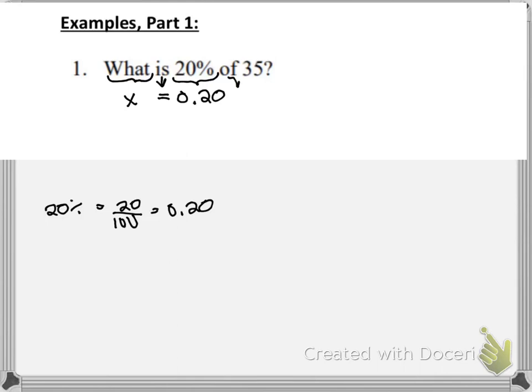Then we have the word of. Anytime I see the word of, I'm going to write multiplication. And then 35 is just 35. So, this is a job for our calculator. 0.2 times 35 is 7. So X is 7. Now, it might be true that you could probably have figured this out without writing the equation, but you want to get into the habit of translating this into an equation, using a variable, and then solving it. Let's do another example.